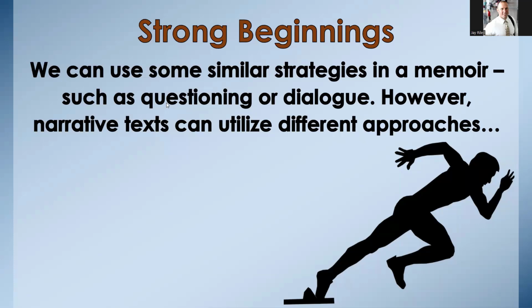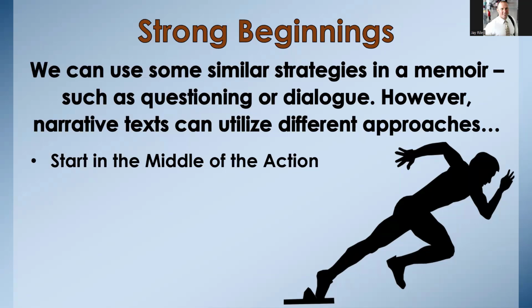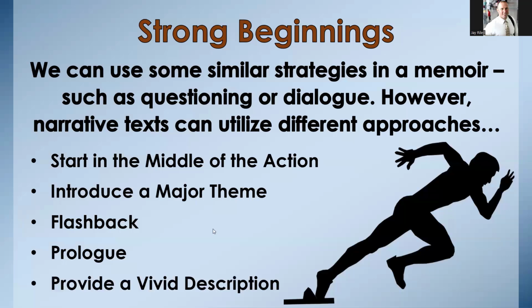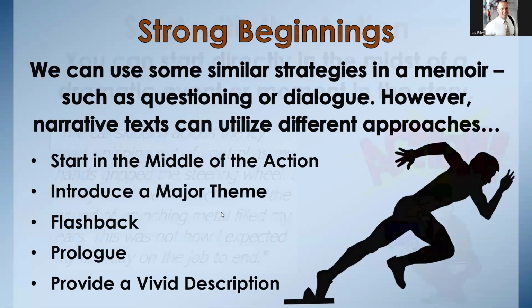So, when we talk about opening a memoir, we can use some of the strategies that we also use in academic writing, like using dialogue or asking a question to our reader. But there are some unique approaches that we can take with narrative text. So, first of all, we can start in the middle of the action. We can introduce a major theme or topic. We can flash back to an earlier time. We can use a prologue, or we can hint at some future action. And we can provide a vivid description. So let's look at each one.